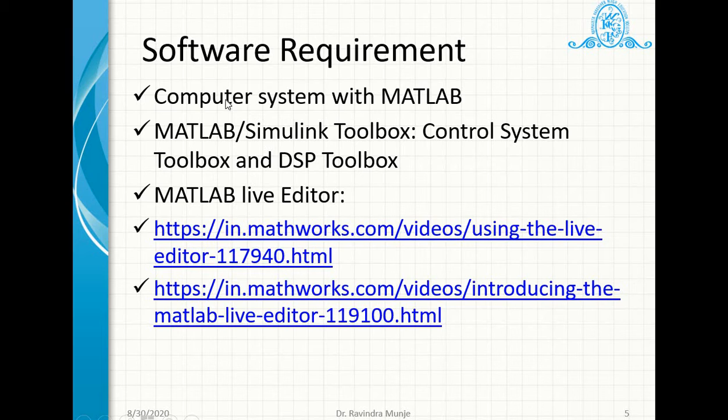Software requirement is obvious, MATLAB, computer system with the MATLAB, Simulink, MATLAB Simulink toolbox, control system toolbox and DSP toolbox. So I know that you don't have any access to the MATLAB software at home. So the same thing can be done with the MATLAB Live Editor. These are the two video links. You can go through these videos and you can learn how MATLAB Live Editor can be used to simulate the examples. There are some limitations with the Simulink, but we can simulate our example or our numerical with the help of MATLAB script file. So how to do that, I will demonstrate to you.